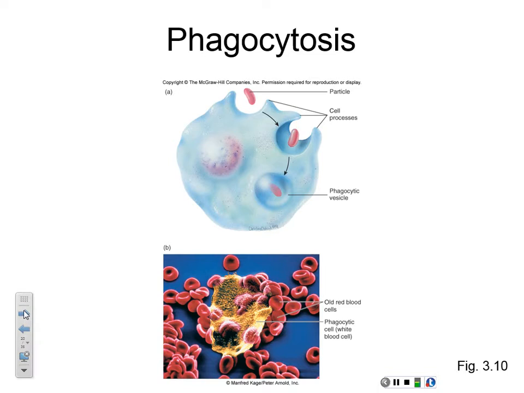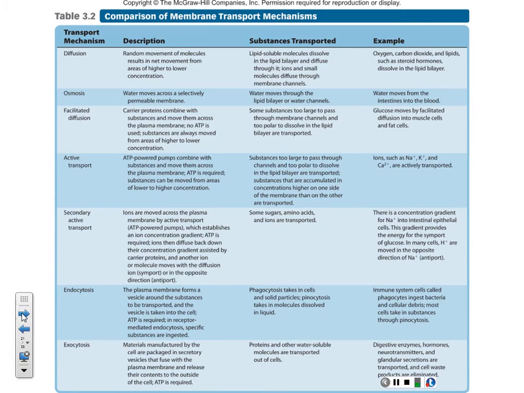This is a macrophage engulfing a bacteria. Or when you break down worn out red blood cells in the liver, macrophages do that, and then they're internalized and then mixed with a lysosome or a peroxisome if it's a bacteria, and then that will break it down.